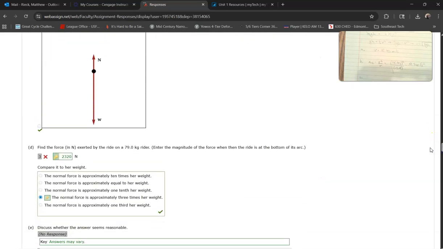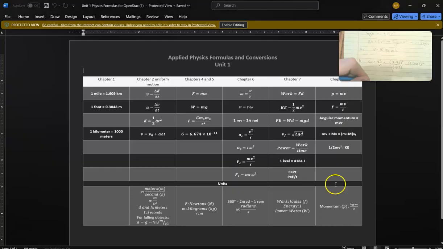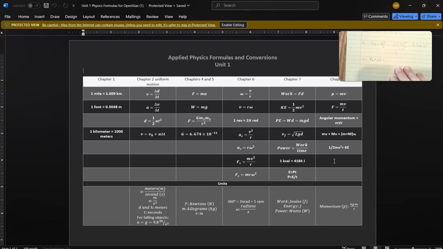So then to actually find the normal force, so the force exerted by the ride on a 79 kilogram rider, we have the centripetal force plus the weight of the rider. That part kind of confused me. I had to do a little bit of research with regards to that. So your normal force is again going to be your centripetal force plus the weight of the rider. So our normal force is providing the force to keep everything in the ship, and then also it has to counteract the weight of the rider as well.